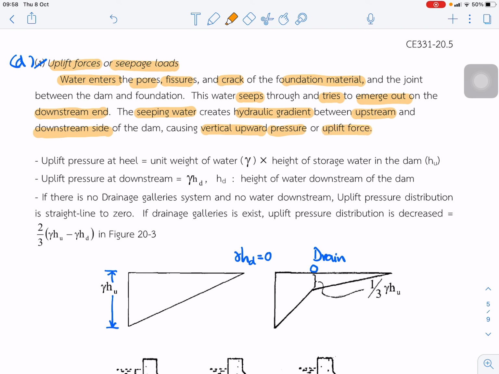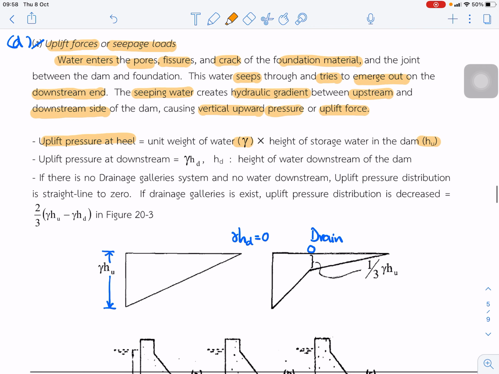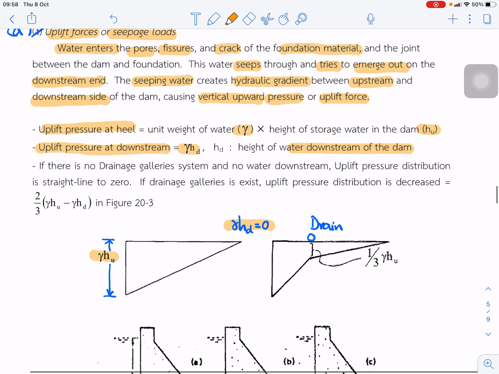pressure, or uplift force. The uplift pressure at the heel is equal to the unit weight of water, gamma, times the height of the stored water in the dam, HU. So that is gamma HU for the uplift force at the heel. And the uplift force at the downstream is equal to gamma HD. HD is the height of the water downstream of the dam. In this case, if there is no water, no height of water downstream, it can be 0.